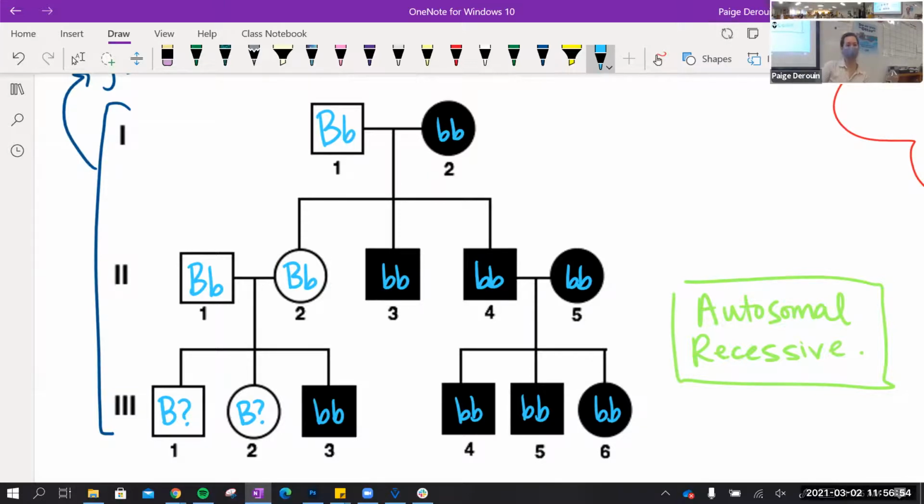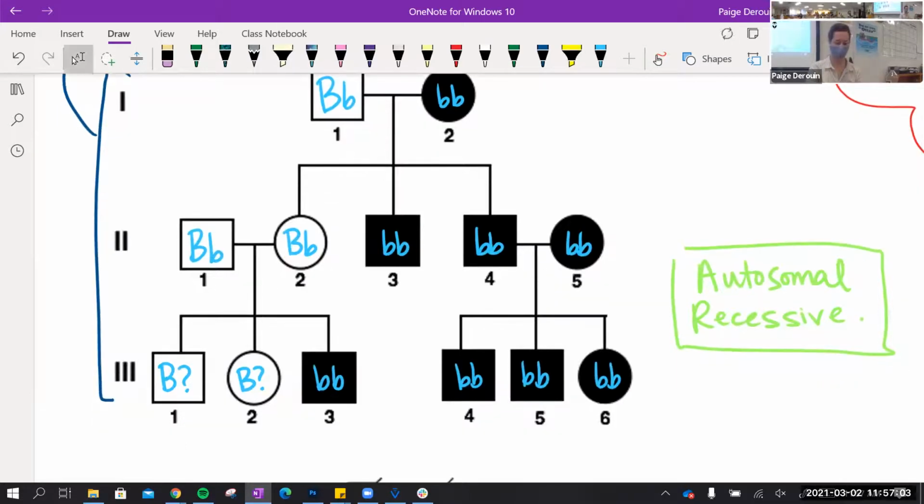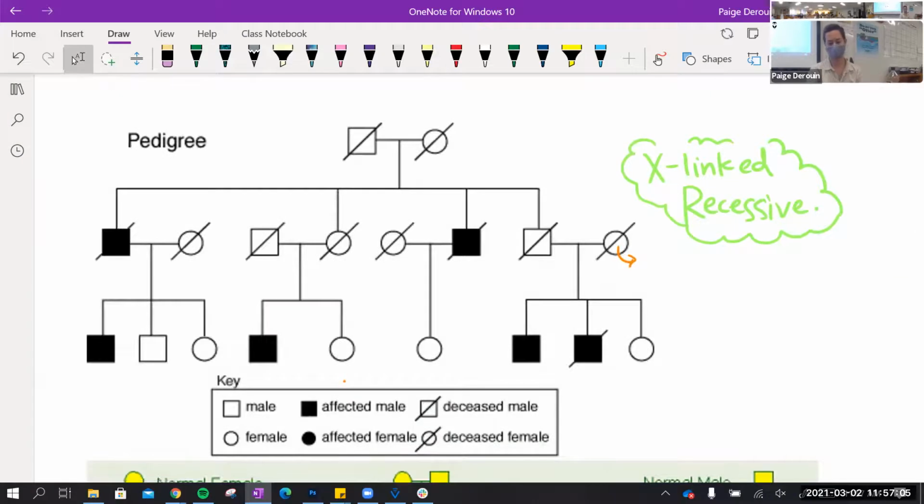And then we solved it. Hooray! Good job to us. Now we're going to try one that's sex linked. So if you scroll down, you can erase this orange arrow. It wasn't supposed to be there.